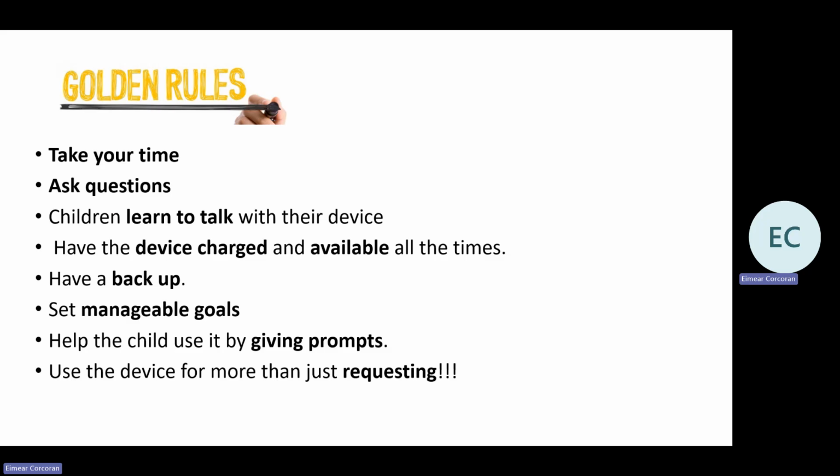Children learn to talk with their device. So the same as when they learn to communicate with words or signs, they need to see adults and their peers doing it in order for them to copy. So they need to see people using the device in order for them to copy that.